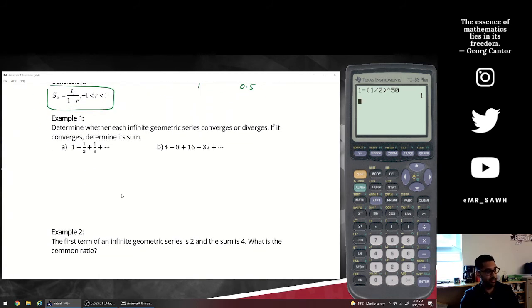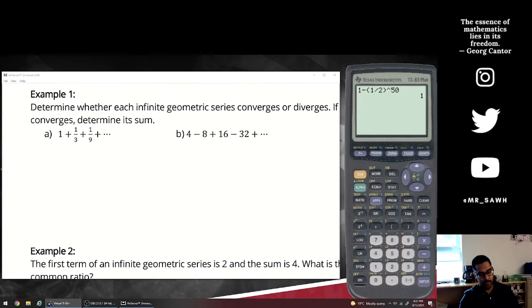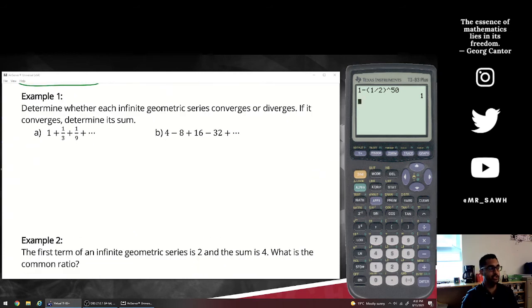So let's see what you can do with this. With that example, it says determine whether each infinite geometric series converges or diverges. If it converges, find the sum. Now it does say that this is an infinite series. It says the word infinite in there, which is important.